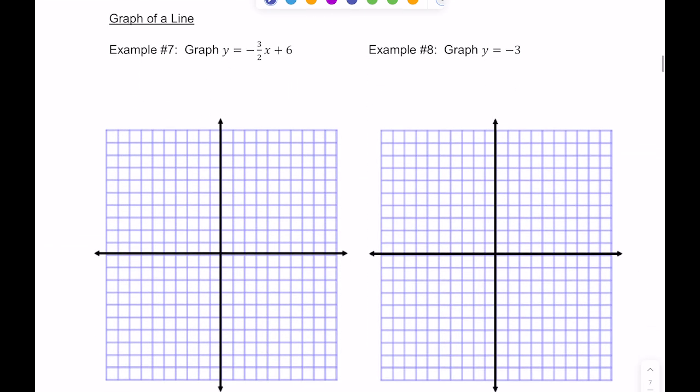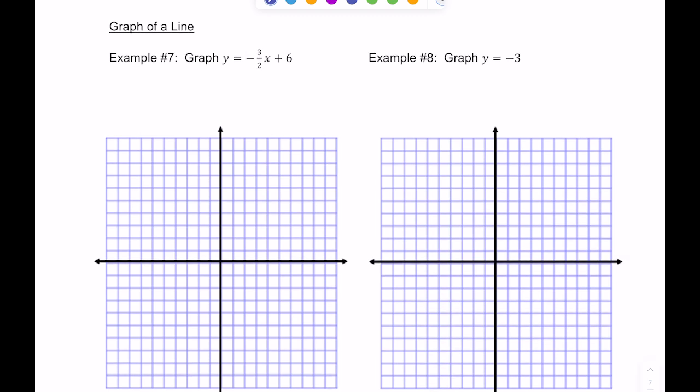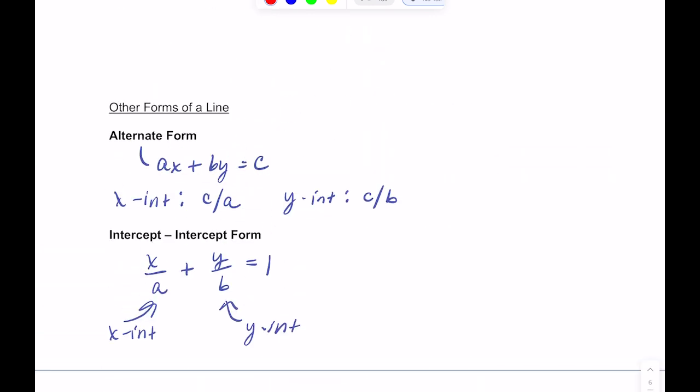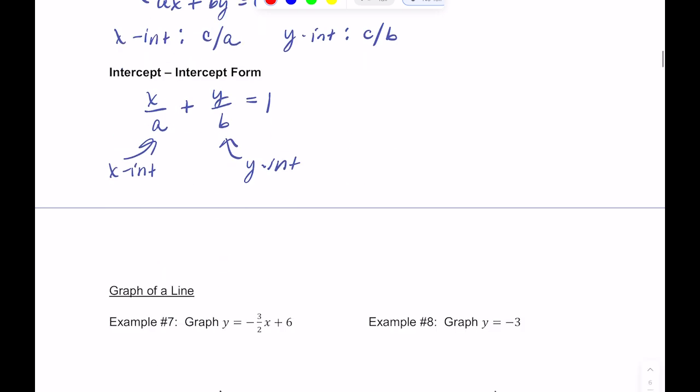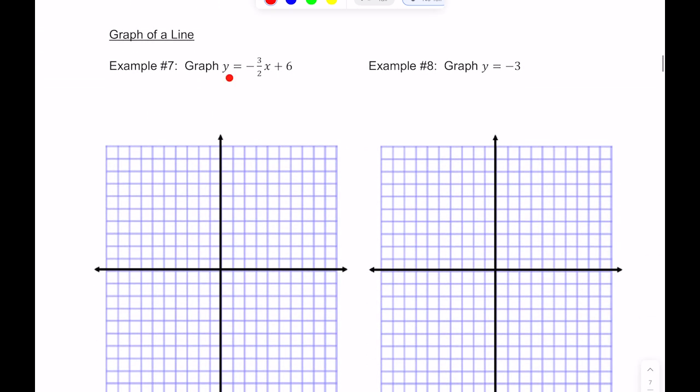Okay, let's look at some graphs of lines. When you're given an equation and you need to quickly graph it, you can place it in slope-intercept form, which is what this is in. If it's in alternate form, you can find the intercepts, plot the 2 points, and draw a line through them. There's a lot of ways to do this. Since this is already in slope-intercept form, I'm going to use what they give me, which is my slope, -3/2, and the y-intercept, which is 6.